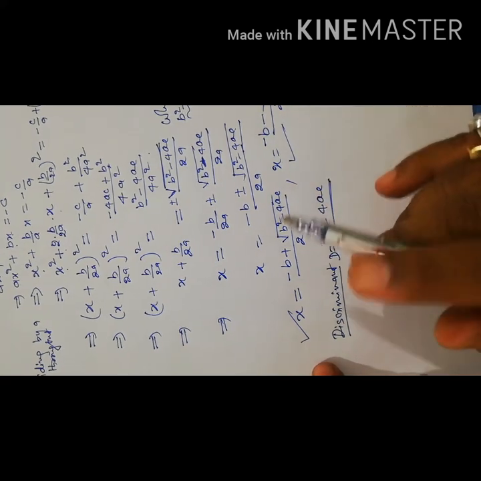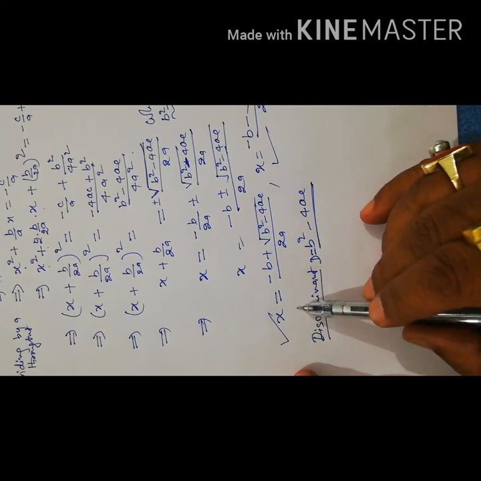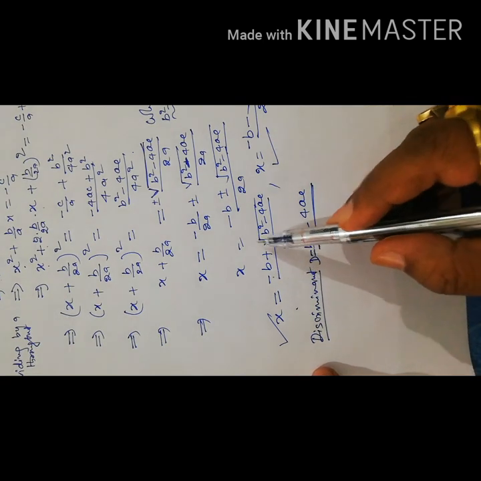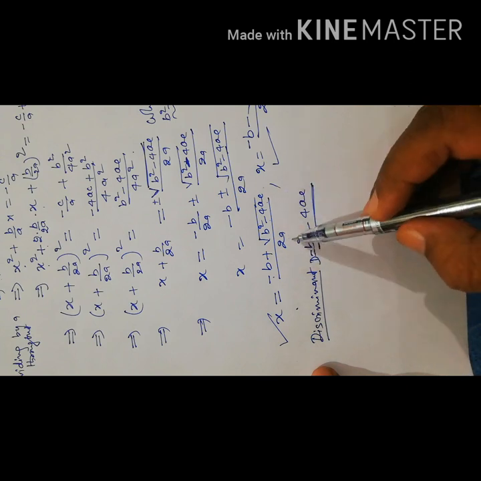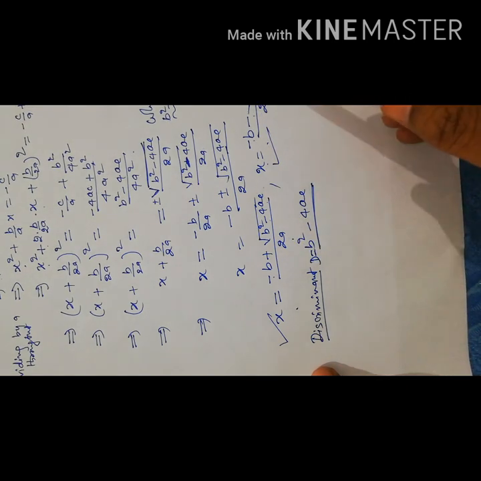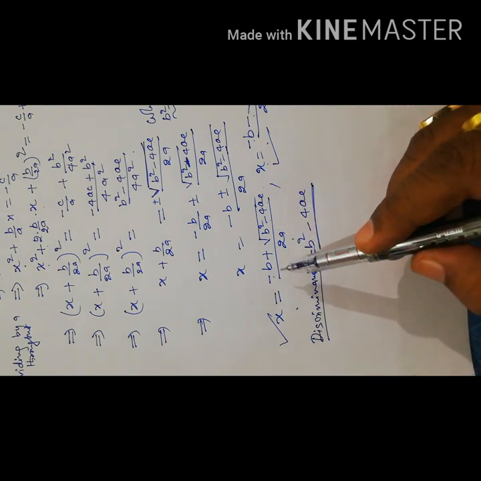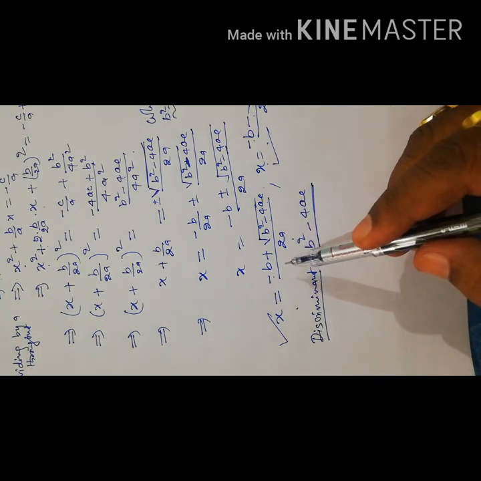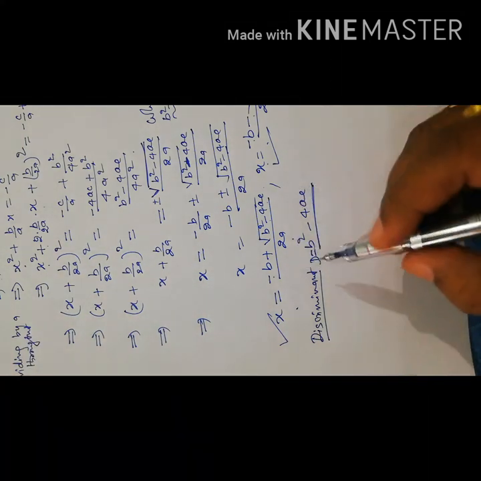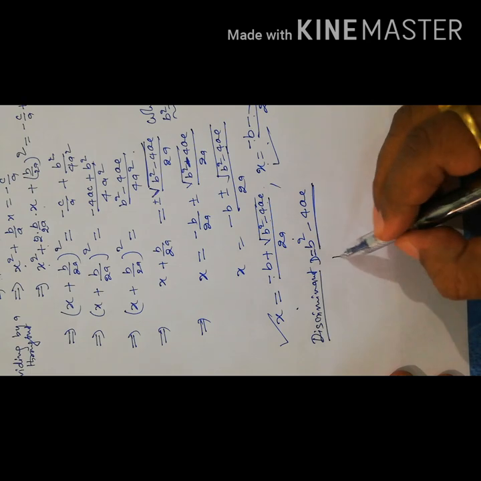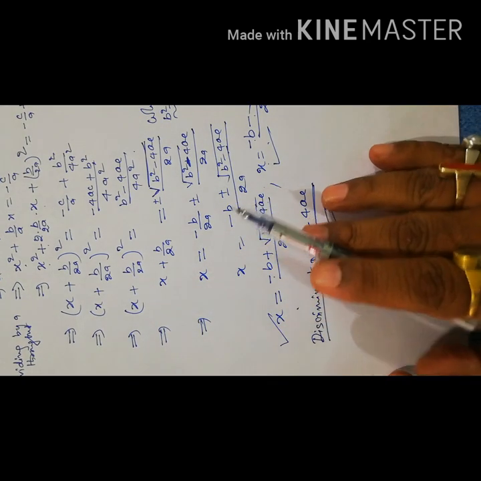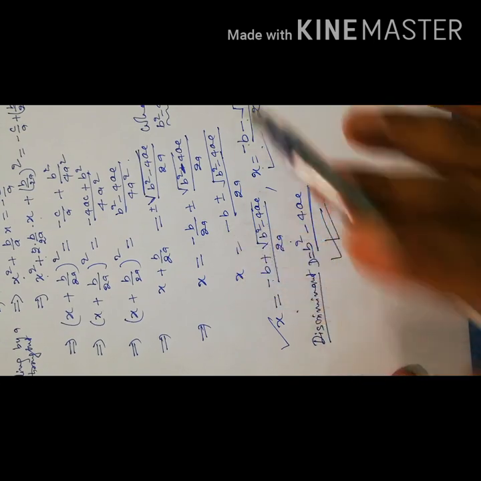By this rule we can find the value of x of any equation with the formula x is equal to minus b plus under root b square minus 4ac by 2a, and x is equal to minus b minus under root b square minus 4ac by 2a, where a, b, c, you know very well, coefficient of x square is a, coefficient of x is b, and c is a constant number. So in this way we can find the value of x. Since it is a quadratic equation, there will be two values of x.